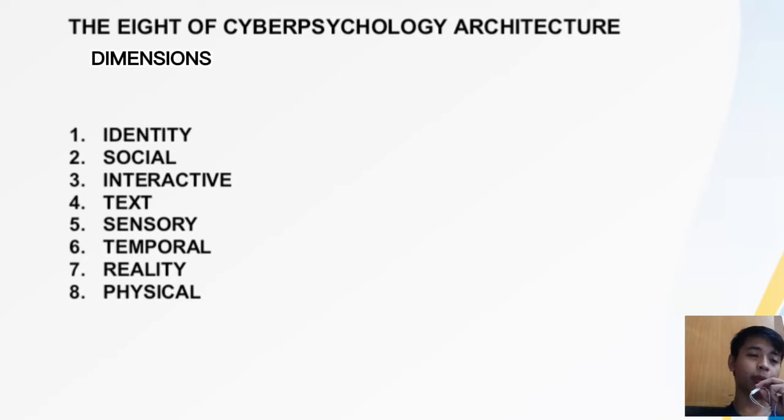The fourth dimension is the text dimension. This dimension of an online environment is the extent to which it relies on text communication, the type of text communication, from long to short forms, and the psychological effects of communicating via text.